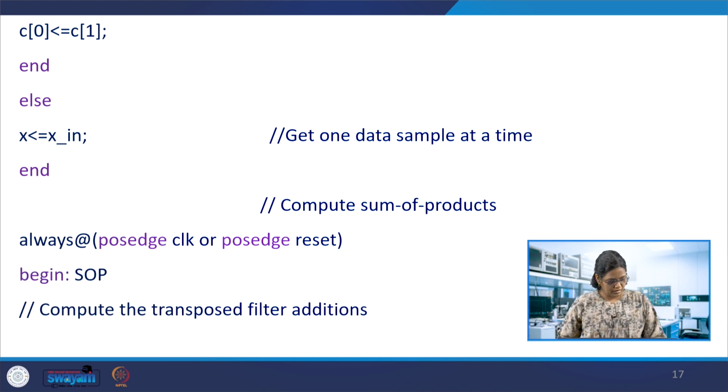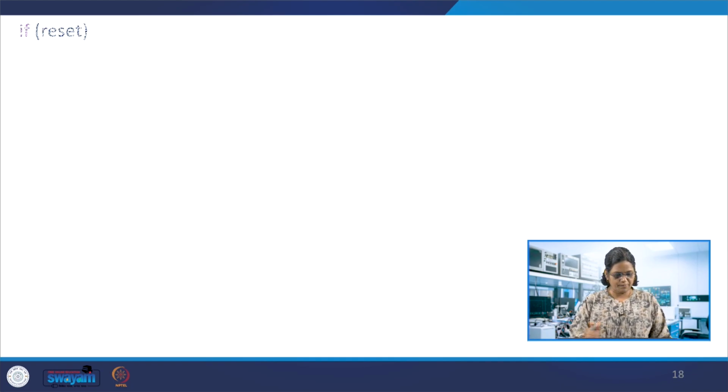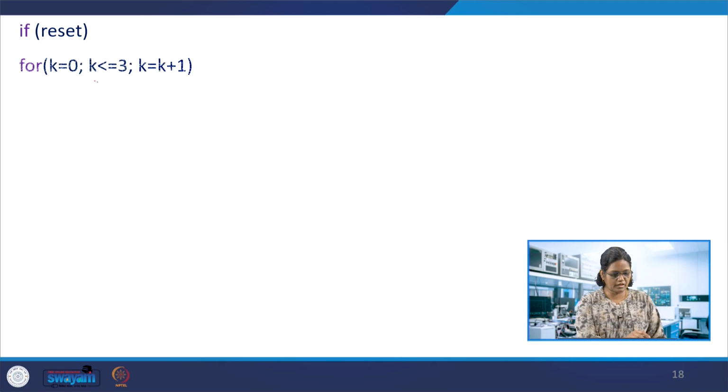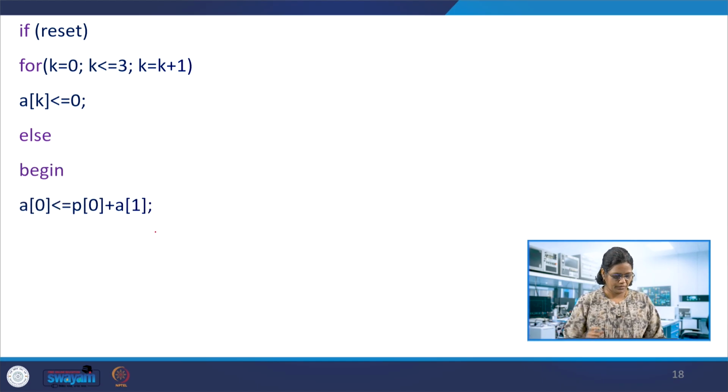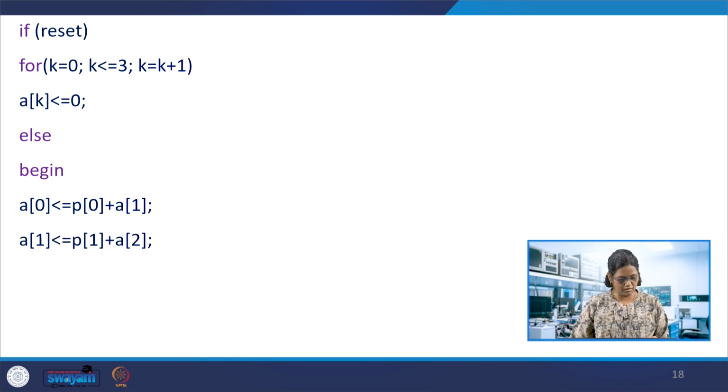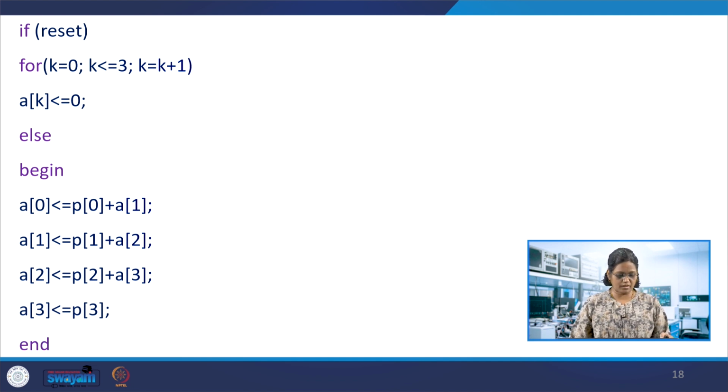Otherwise, here the transposed filter additions we can compute, integer k. If reset, for all k values, make the adder array value 0, else begin. What should be done here? A of adder 0 is the sum of the product P0 and A1. So A1 is less than or equal to P1 plus A2 and A3 and so on, P3. So how do we get this? And this is the adder operation.